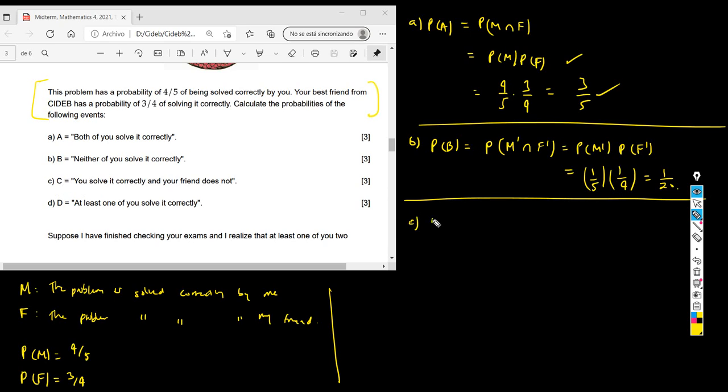C. The probability of C: you solve it correctly, and your friend does not. Well, this is the same as M, me solving it correctly, and my friend not solving it correctly. Once again, these are independent events. Therefore, this is the same as this. And it's 1/5. That's it.